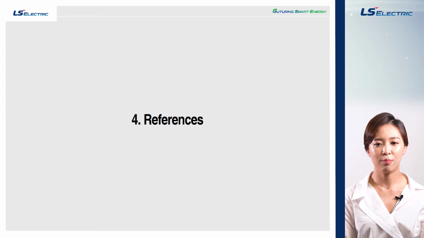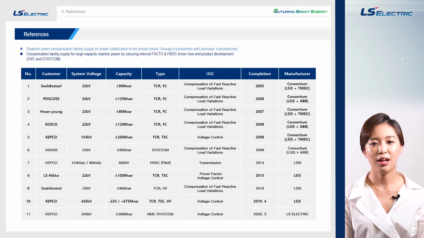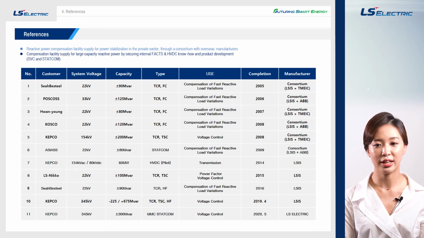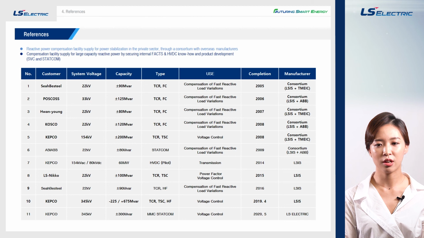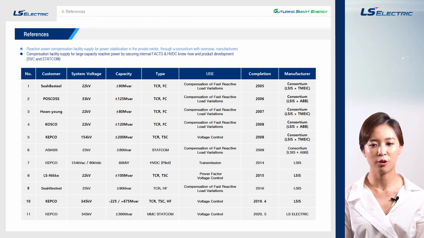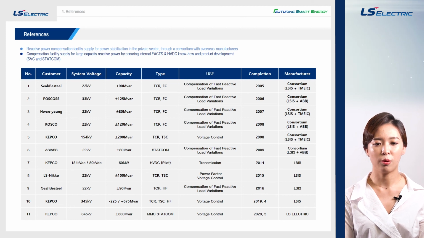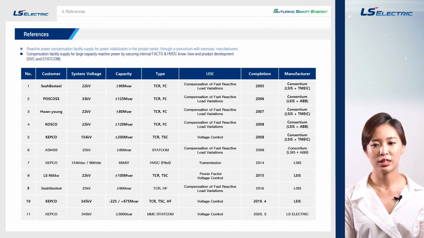So lastly, let me show you our main references. LS Electric started FACTS business in the early 2000s, and around 11 projects have been carried out. Before 2010, we collaborated with major companies like ABB and started to develop our own technology from 2014. So from 2015, the first project with our own technology has been supplied, and since then, we have been continuously supplying various projects.